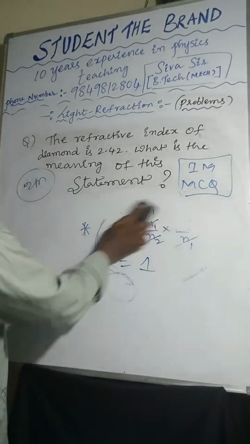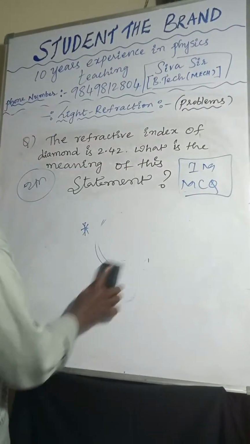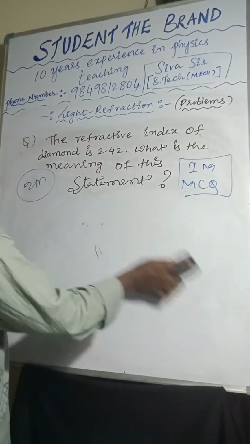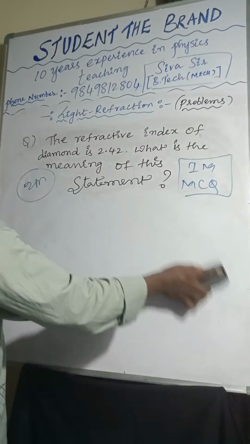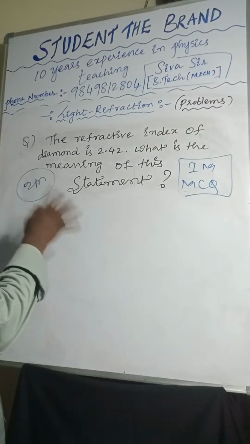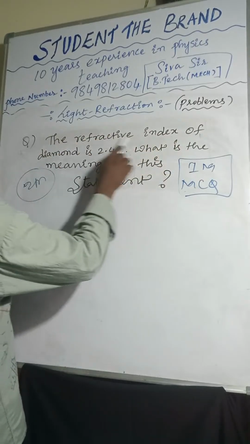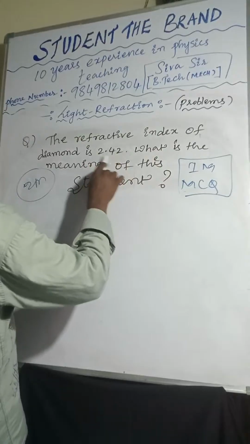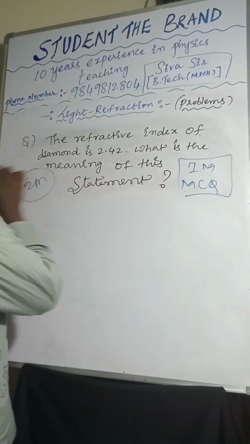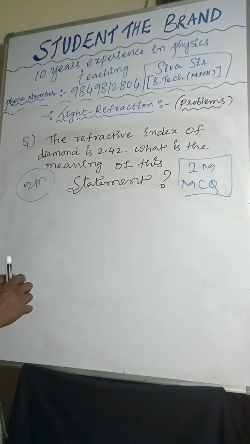For competitive exams, for JEE, NEET students and even MHT-CET, and grade 12 students, for all the classes I mentioned, this topic is very important. The refractive index of diamond is 2.42. What is the meaning of this statement? Can I get an answer?